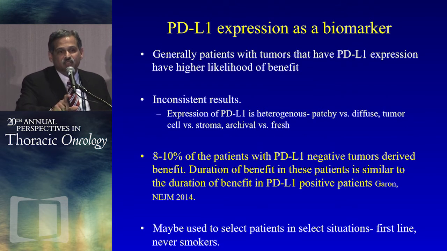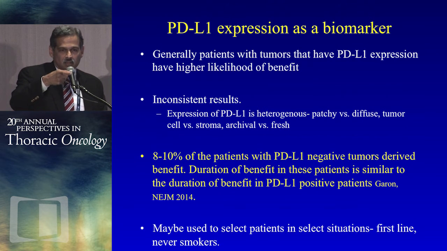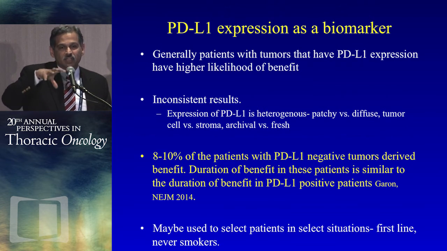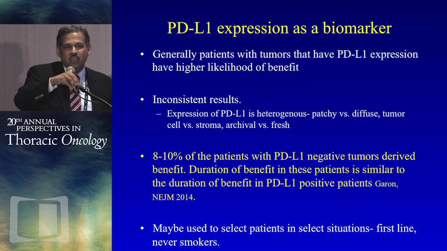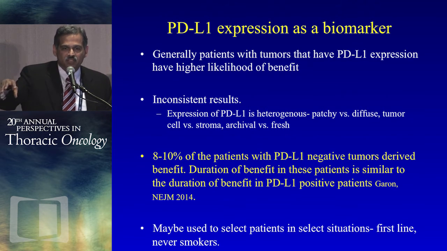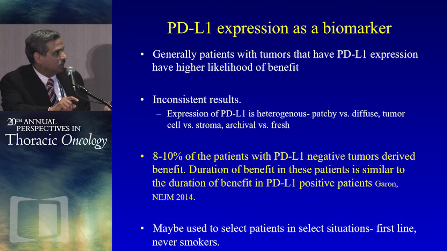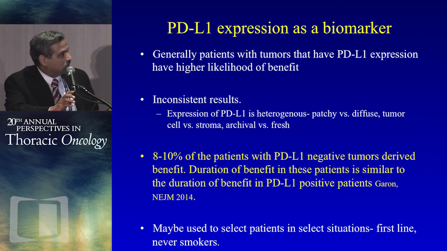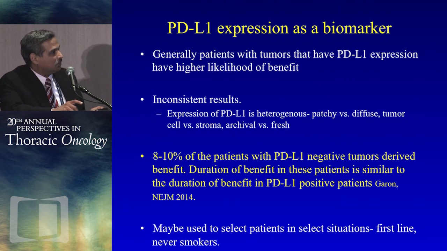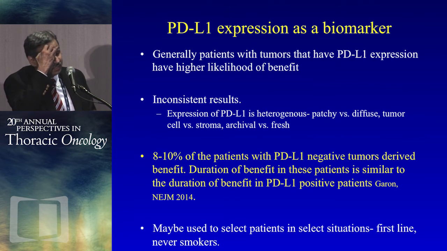So if you biopsy a certain area of the tumor, within the same biopsy, you can see areas where there's high PD-L1 expression and areas where there's low PD-L1 expression. It can change with time, as was mentioned before, and in these studies, some of the tumors were archival, some of the tumors were fresh, and so some of the inconsistencies seen could be related to that. There was a difference in the antibodies used among the different studies.